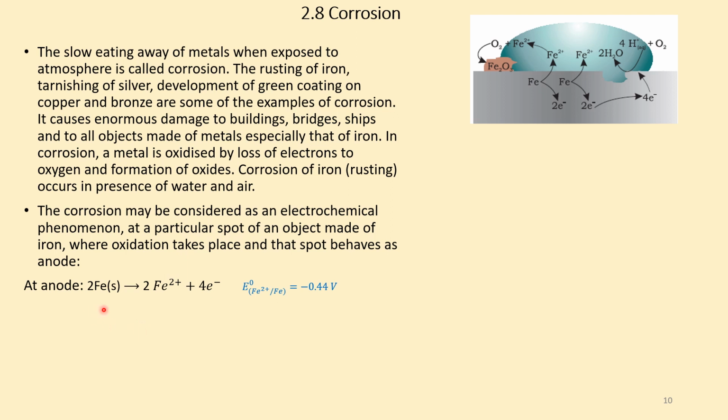The reaction at anode is 2Fe(s) oxidizes to form 2Fe2+ plus 4e-. The standard electrode potential for conversion from Fe2+ to Fe is -0.44 volts, taken from the standard oxidation and reduction table.